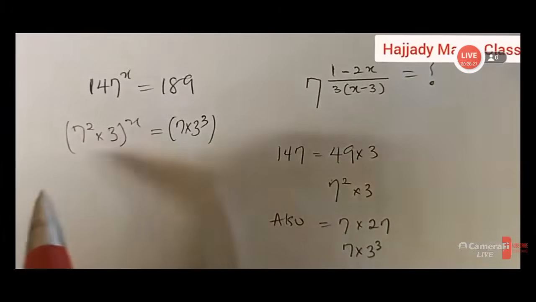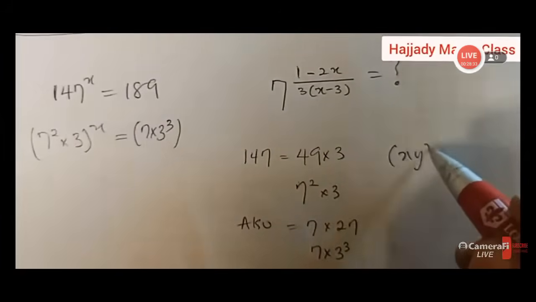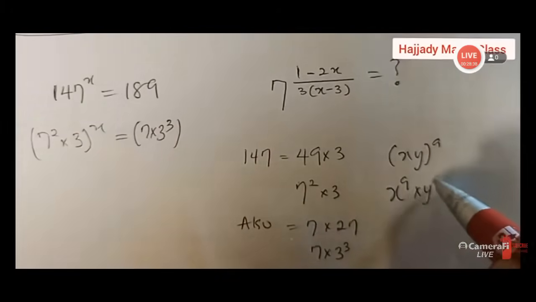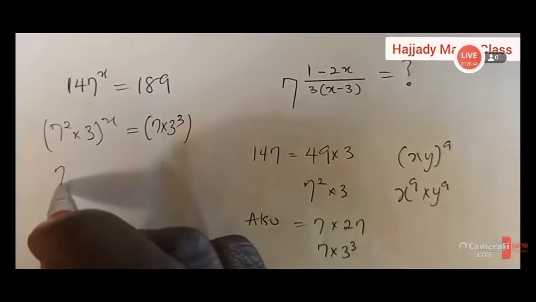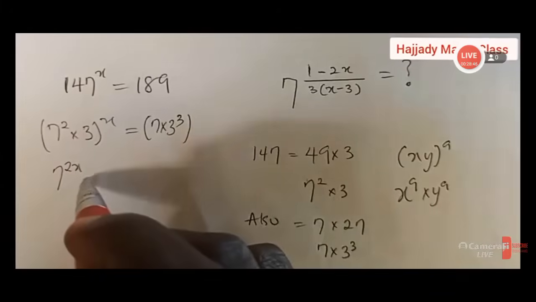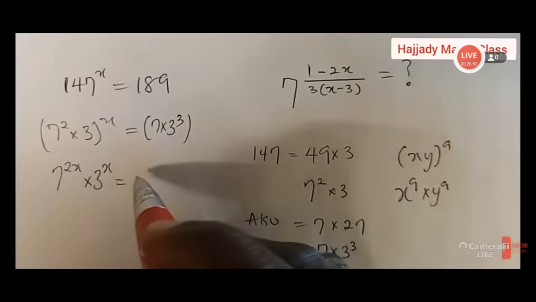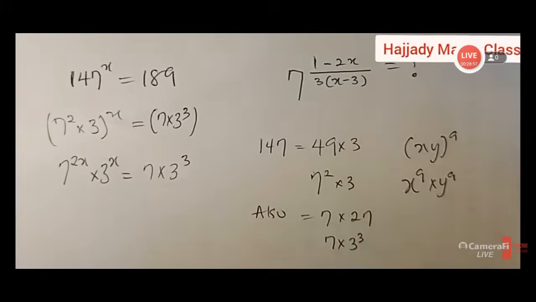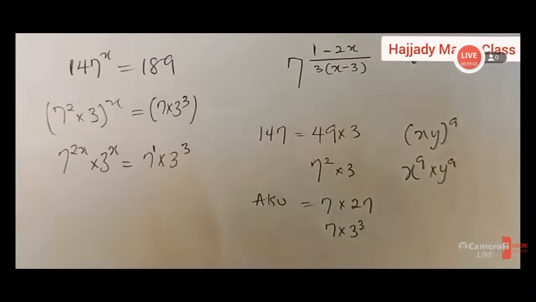So now rewriting this, we know from the rule of indices that if you have xy raised to power a, it is the same as saying x raised to power a multiplied by y raised to power a. So adopting the same method to solve this further, we have 7 raised to power 2x multiplied by 3 raised to power x, which is equal to 7 multiplied by 3 raised to power 3. Solving further, this is almost the same thing as having 7 raised to power 1. 7 raised to power 1 is equivalent to 7.